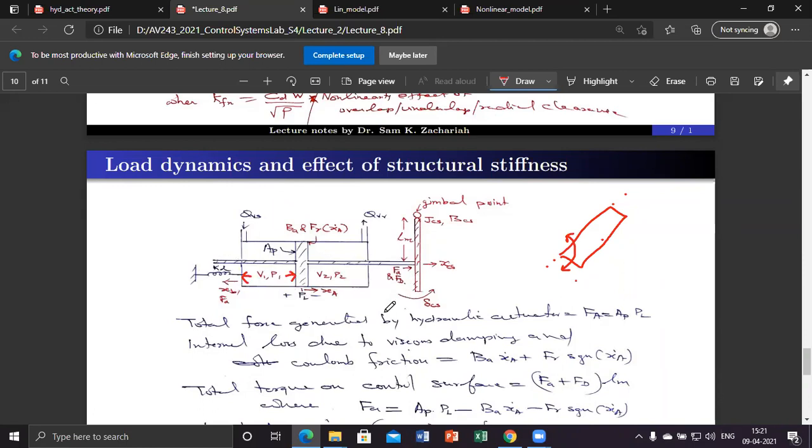Effectively, this is the force generator, and for the time being you can assume that I am replacing the actuator with your own body. Okay? You are standing on this surface, with your foot on this surface and pushing this control surface with your hand. Can you imagine like that? You are lying down with your foot on this surface and hands on this control surface.